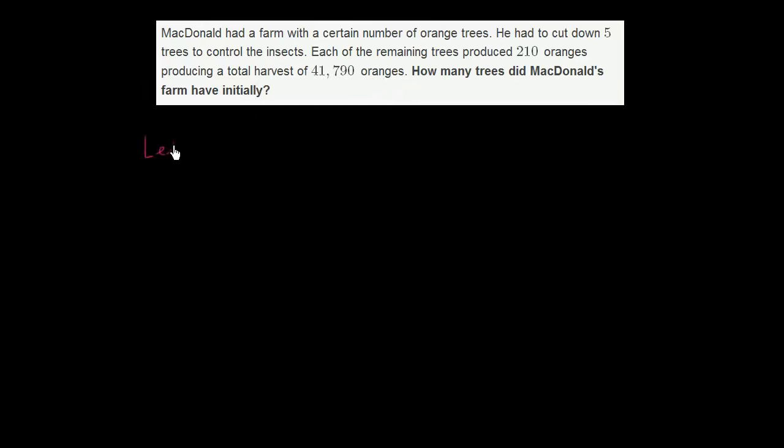So let's let T equal what they're asking us for, the number of trees initially. So he starts off with T trees, but then they tell us that he has to cut down 5 trees to control the insects. So how many trees would he have after that? Well, he started with T and he had to cut down 5, so he's going to have T minus 5 trees now.